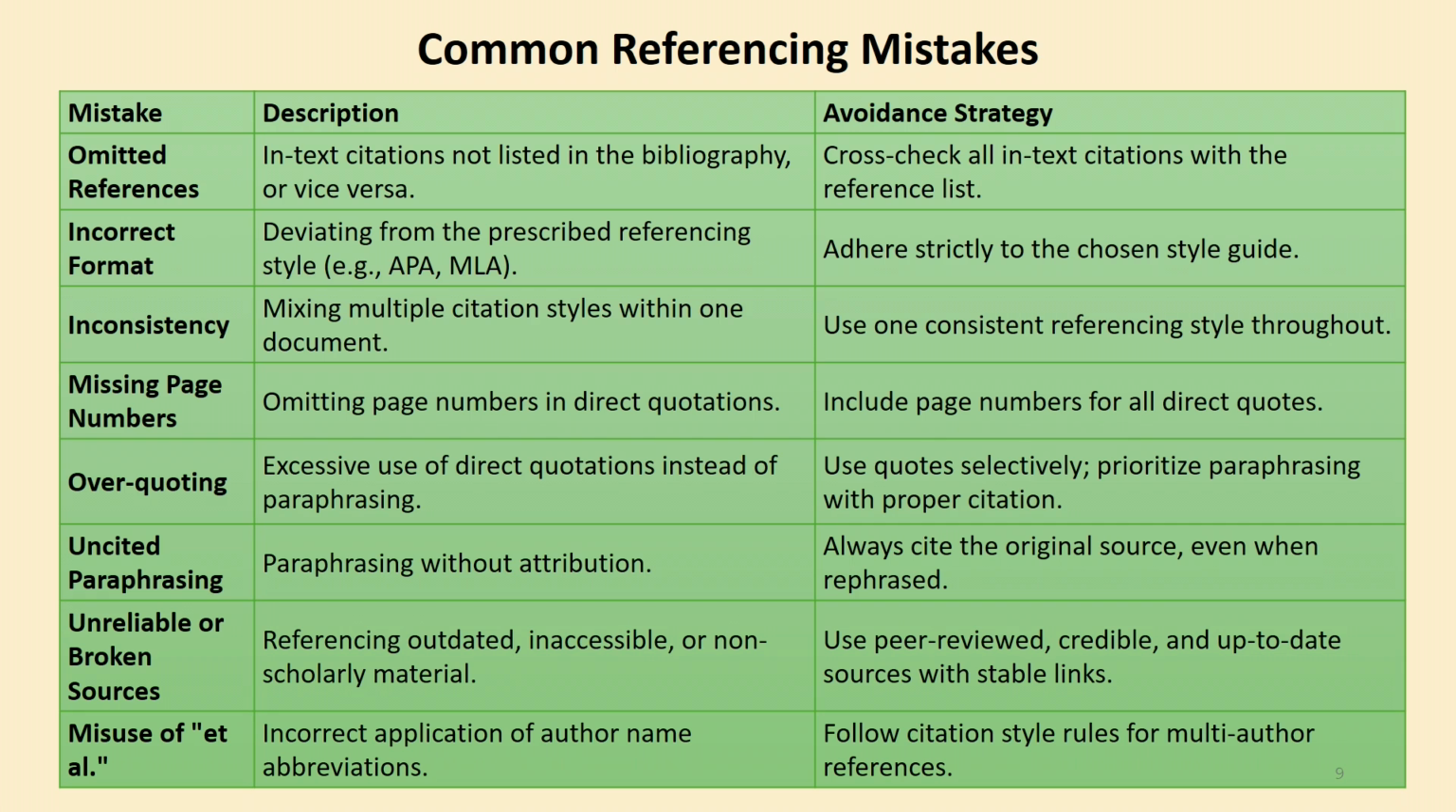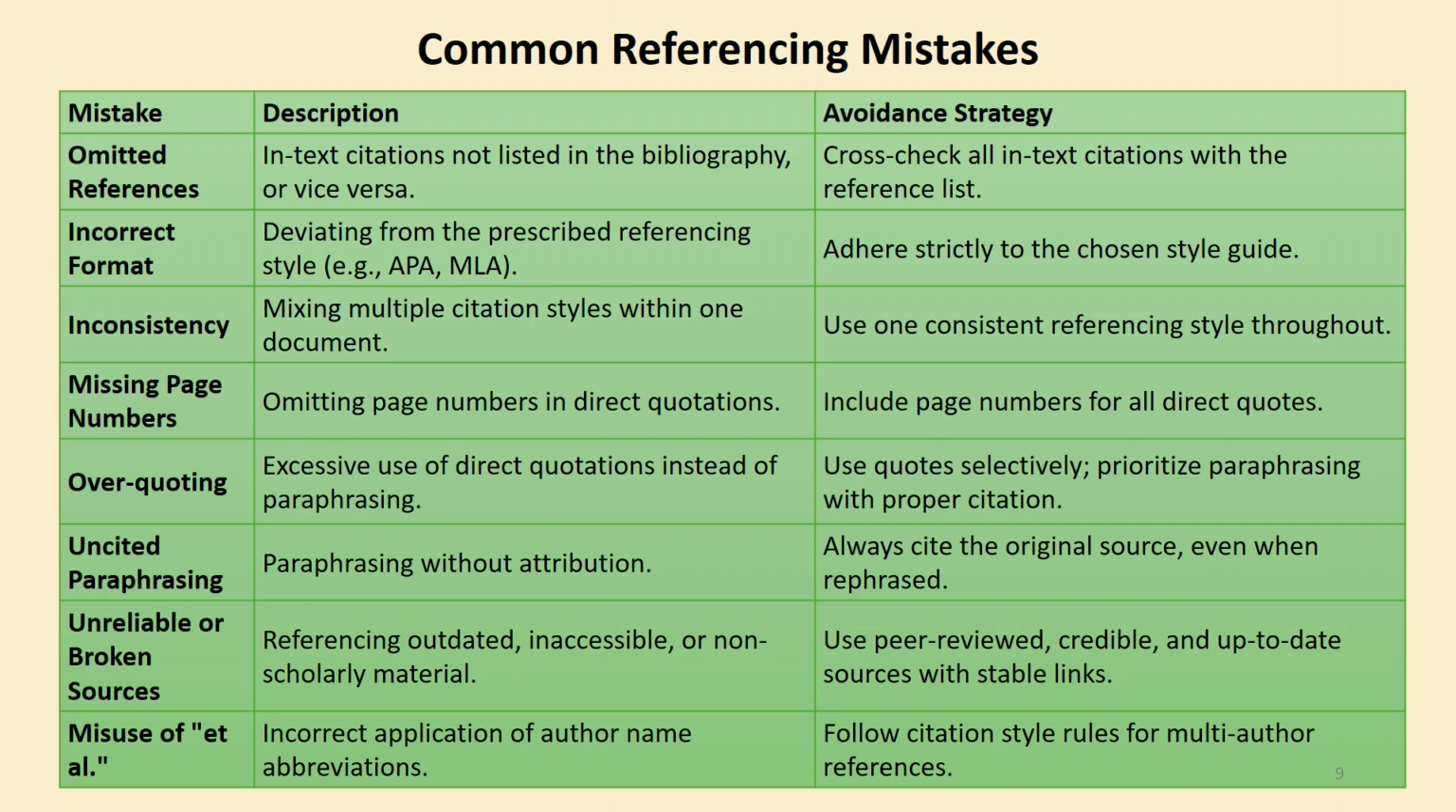Now, common referencing mistakes. Let us see them one by one. Omitted references. Description: in-text citations are not listed in the bibliography or vice versa. Avoidance strategy, how to avoid it? You can see here: cross-check all in-text citations with the reference list. Very important. There will be many cases where, when you are doing citations in-text in the body of a research proposal, some citations you miss at the last while you are doing references. So make a check of this.